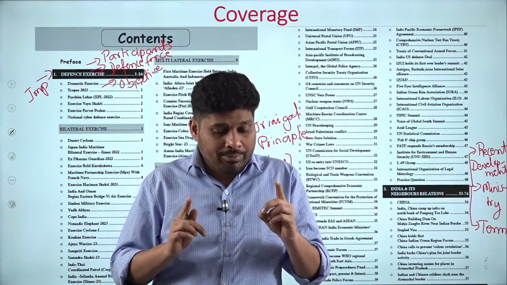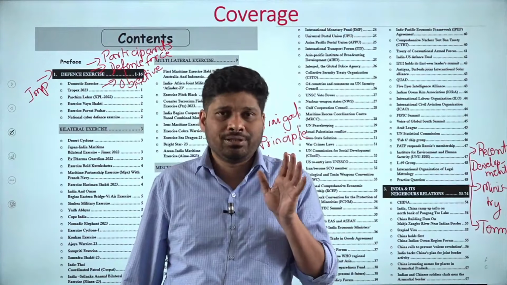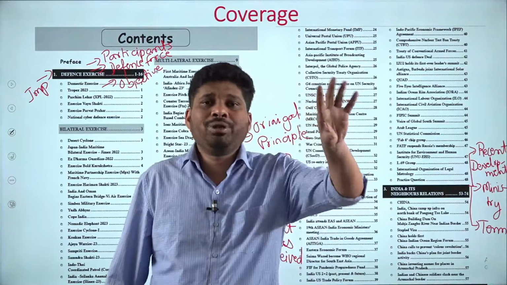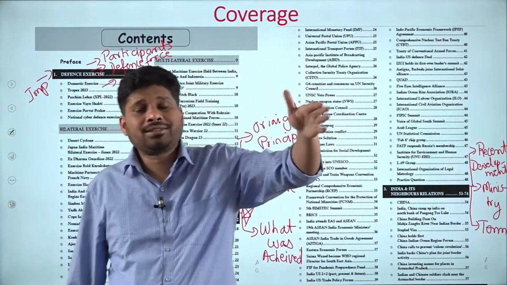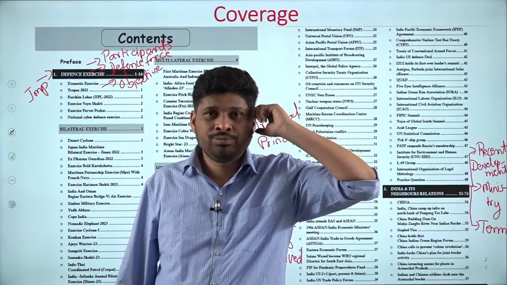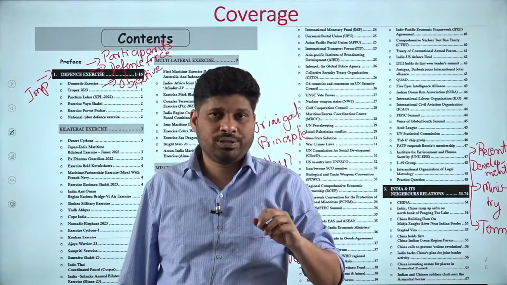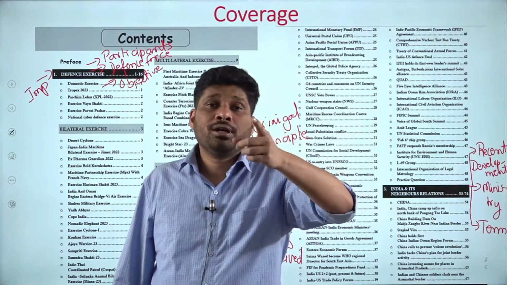So here, an important event has taken place and a term was associated with it. That term becomes important because many a time UPSC asks a few questions with respect to a term. For example, Jasmine Revolution was once asked. So those terms become important.